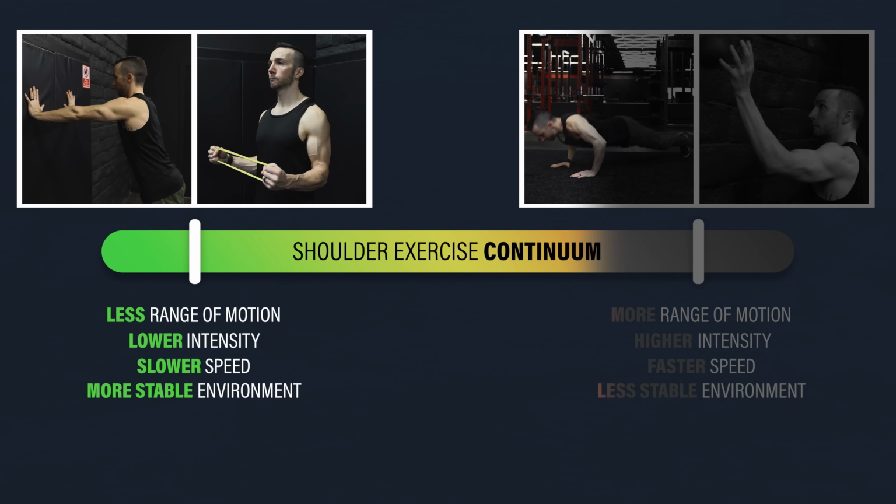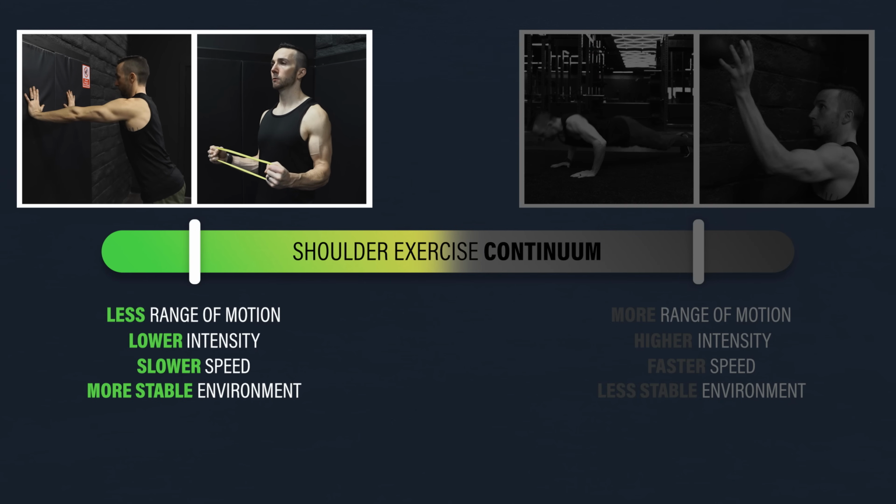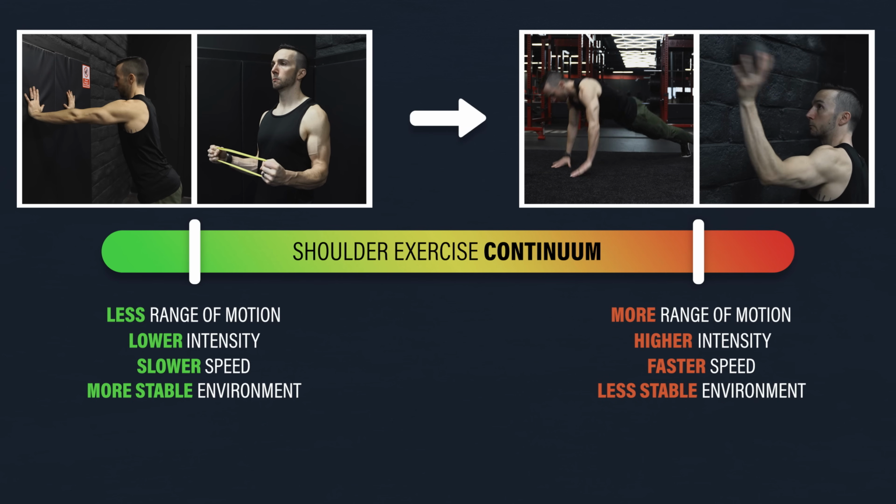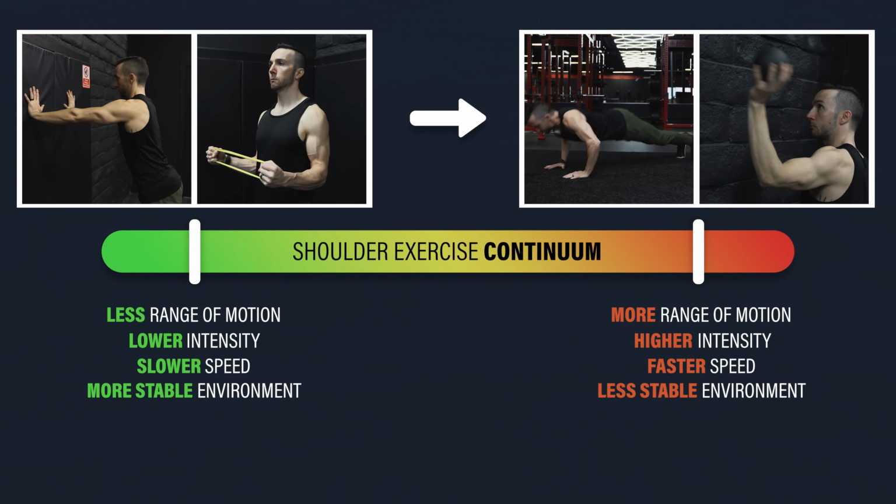This framework can be helpful when programming exercises based on your function, tolerance, and goals. For instance, if your only goal is to perform day-to-day tasks, you might stay more toward the left side. In contrast, if you want to return to a contact sport or a sport that involves more repetitive and demanding shoulder movements, you will eventually need to progress toward the right side and include power and reactive exercises.